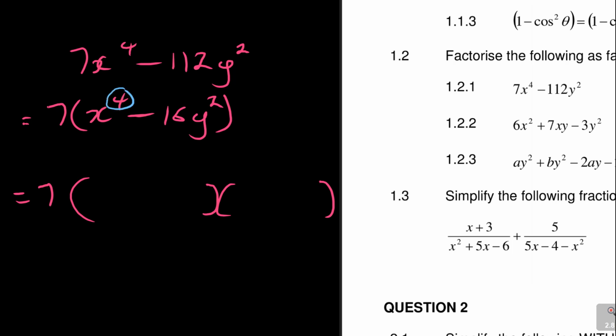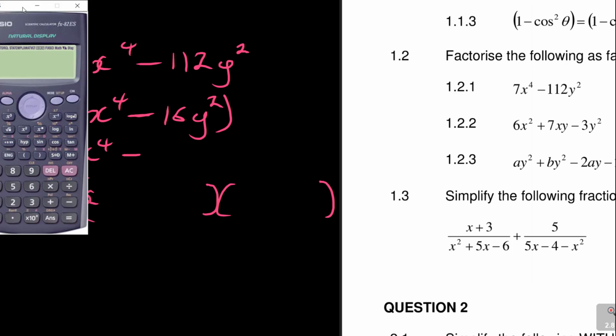There will be even numbers. So what you do, you write like this. You are like, okay, I've got my x, right? All right, before that, let me not jump this stage. 7 bracket x to the power of 4 minus, now 16. You've got two options of 16.